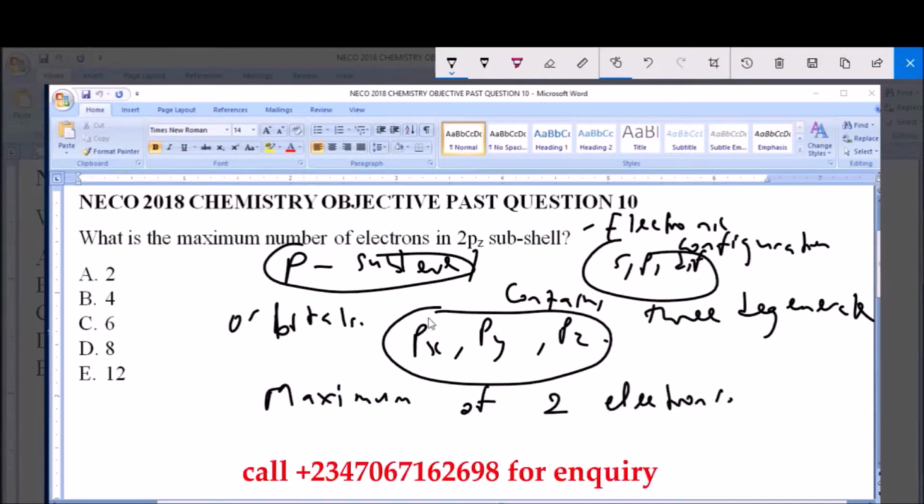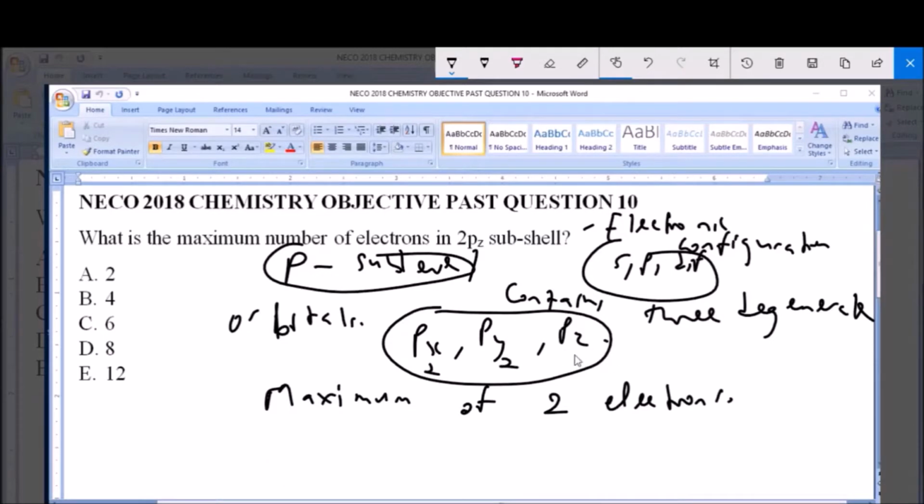So px can hold 2, py can hold 2, and pz can hold 2 electrons. So each of them can hold a maximum of 2 electrons, and it has pz, 2pz. So as we have rightly established, the pz holds a maximum of 2 electrons. So option A, 2, is the correct answer to this question.